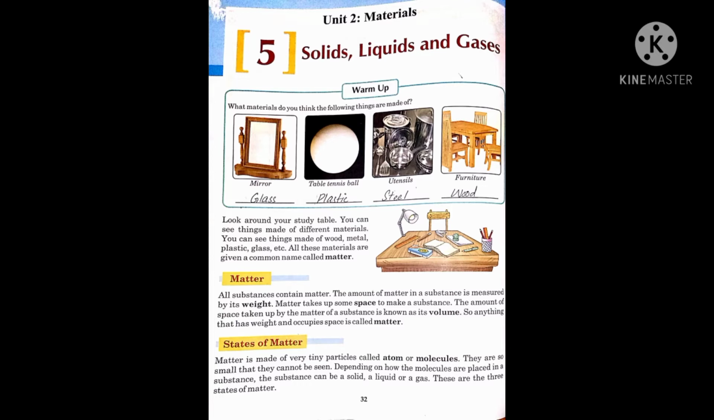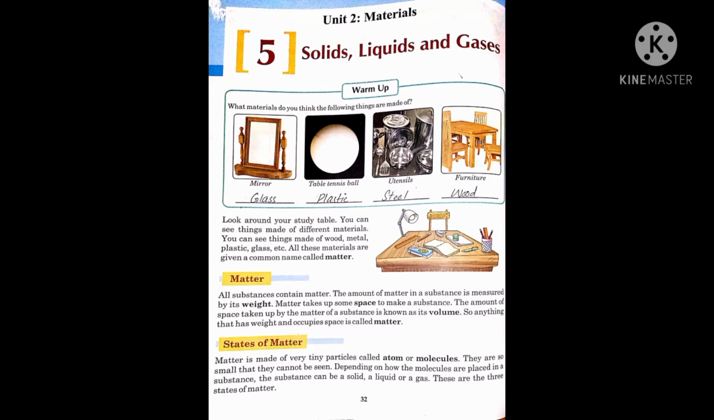What materials do you think the following things are made of? First picture is of mirror. Mirror is made up of glass. Table tennis ball is made up of plastic. Utensils are made up of steel. And in the fourth picture there is furniture. Furniture is made up of wood. Our warm-up activity is complete.